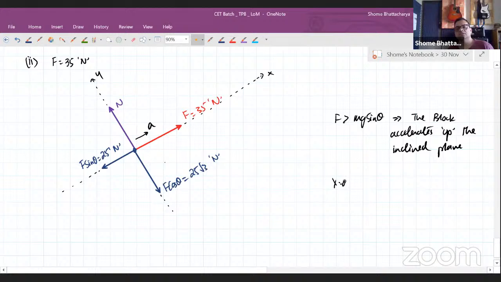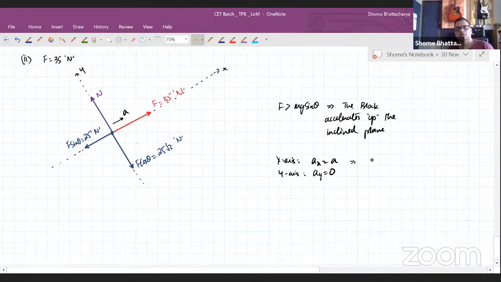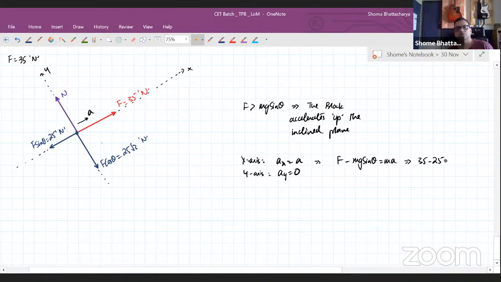So along our x-axis, the x component of acceleration is a. Along our y-axis, the y component of acceleration is 0. So accordingly, our equations should become like this: F minus mg sine theta is equal to ma. So 35 minus 25 should be equal to 5a. So this gives us our acceleration of 2 meters per second square.